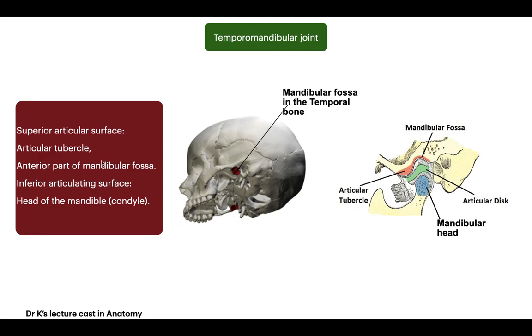Now coming to the articulating surfaces. There will be one articulating surface above, which we call the superior articulating surface, and an inferior articulating surface, which will be below. Above, we see a fossa in the temporal bone, which we call the mandibular fossa. Why mandibular fossa? Because the head of the mandible is going to articulate here to form the joint. So now you can say what the inferior articulating surface is, which is nothing but the head of the mandible, which we call the condyle.